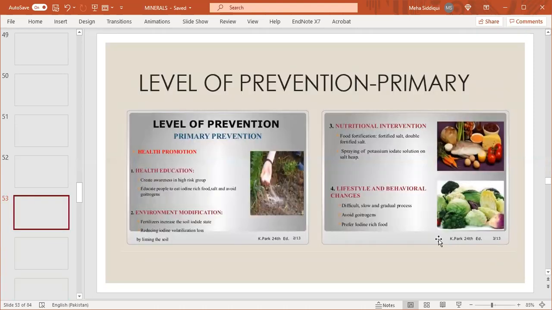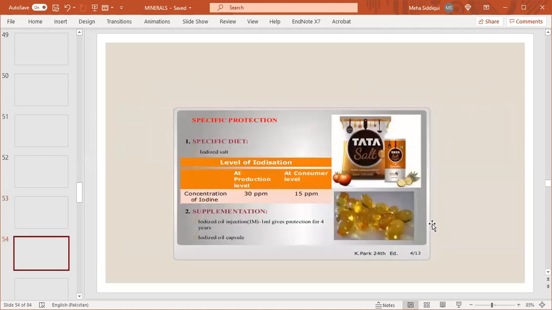Levels of prevention. Primary level. It occurs through health promotion, that is health education, creating awareness in high-risk groups, and educating people to eat iodine-rich food and salt and avoid goitrogens. Environment modification, like fertilizers, increases the soil iodide state, reducing iodine loss by limiting soil leaching. Nutritional intervention occurs through food fortification, that is fortified salt, double fortified salt, and spraying of potassium iodide solution on salt heaps. Lifestyle and behavioral changes are a difficult, slow, and gradual process. Avoid goitrogens, prefer iodine-rich food.